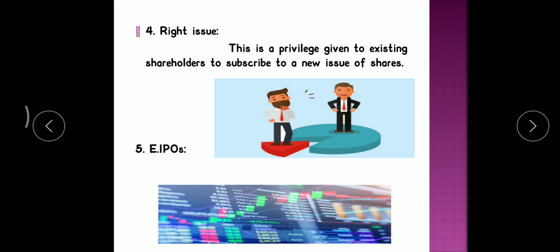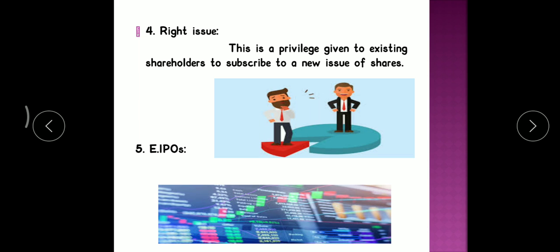So here the shareholders are offered a right to buy new shares in proportion to the number of shares they already possess. Whatever shares they already have, according to that ratio they can purchase the further issue. That is what a right issue. In simple words, a right issue is an invitation to the existing shareholders to subscribe for further shares to be issued by a company.